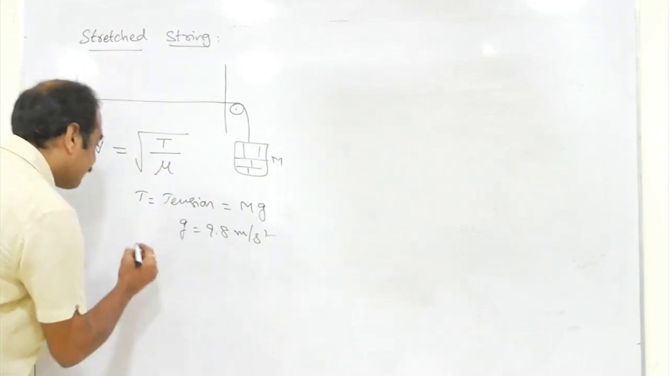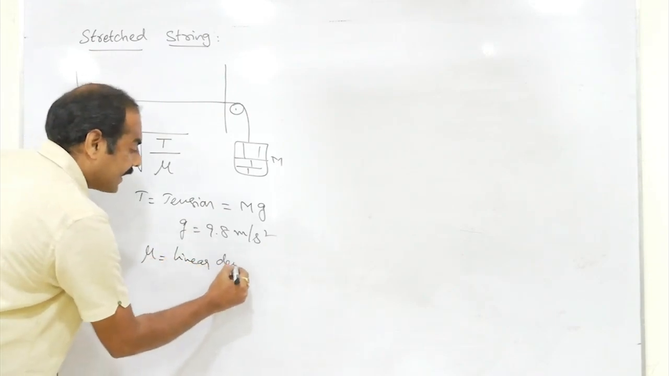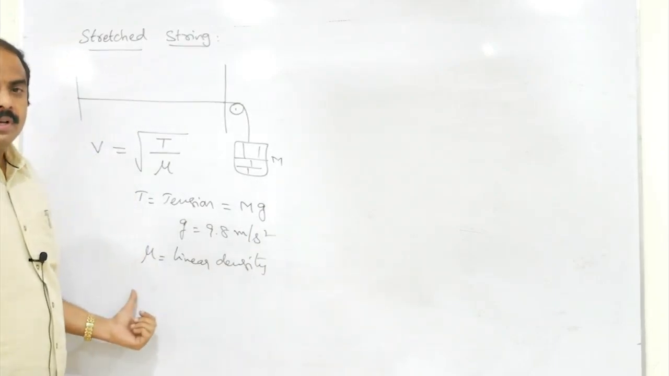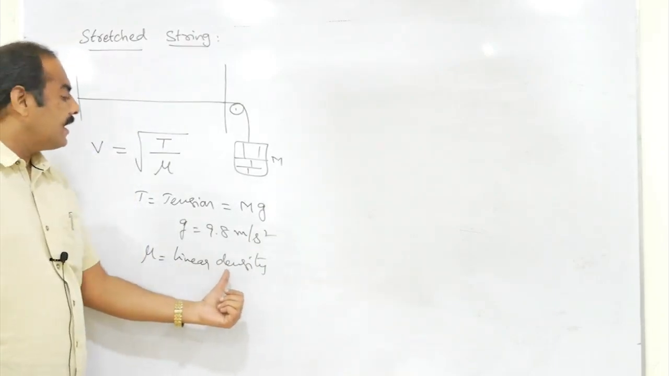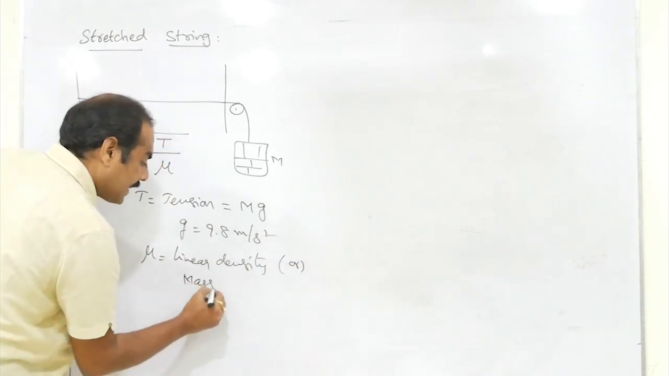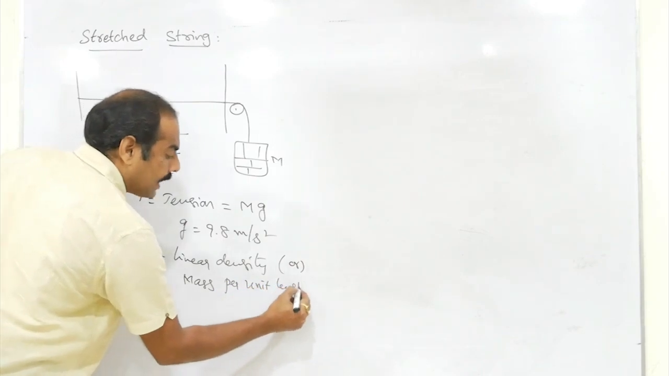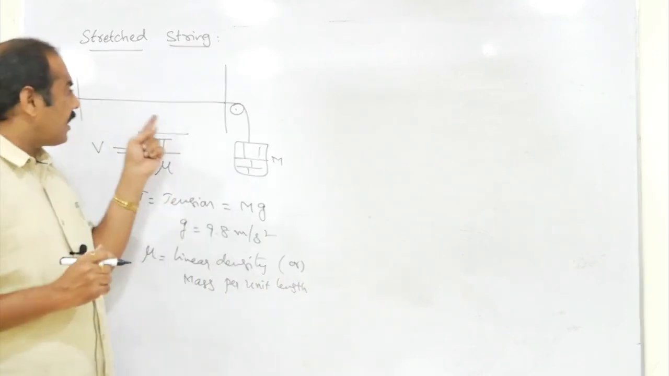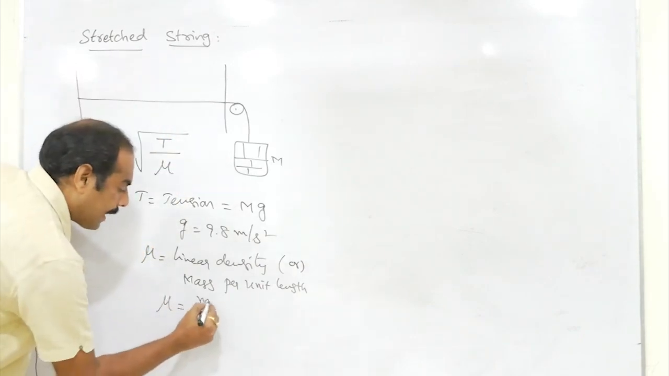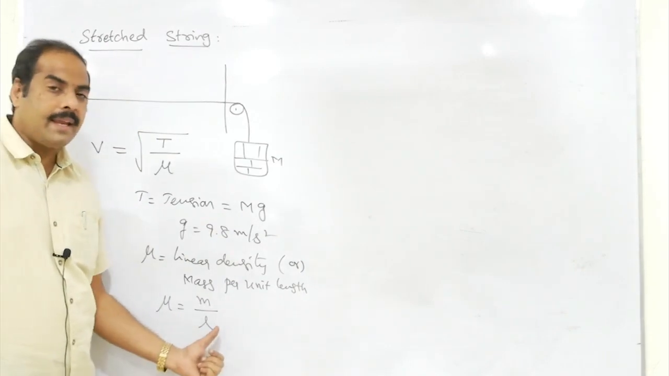Okay. Now what is this mu? Mu is nothing but linear density. The letter mu represents linear density or mass per unit length. Mass per unit length of a wire or a string, that is, mu is equal to m by L.